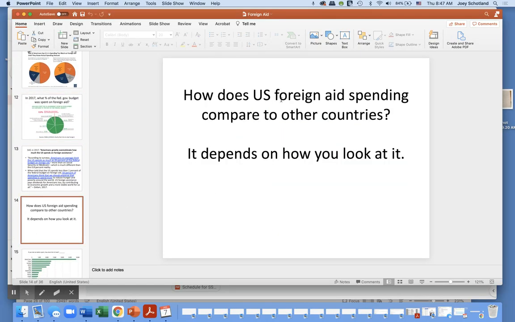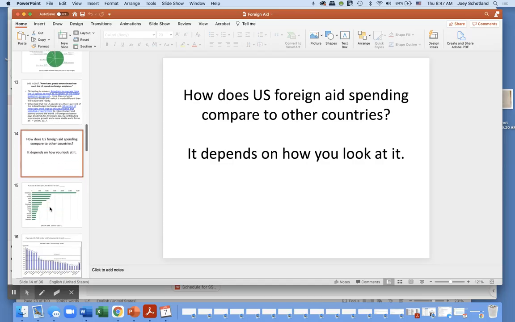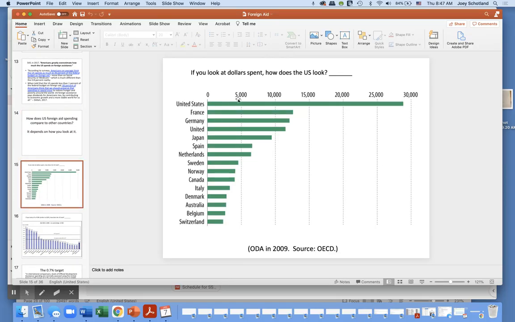All right, how does the U.S. foreign aid spending compare to other countries? Do they give more? Do they give less? It depends on how you look at it. Let's look at just dollars. Just dollars. In 2009, who was the biggest giver of foreign aid to poor countries? And again, it's roughly $30 billion.